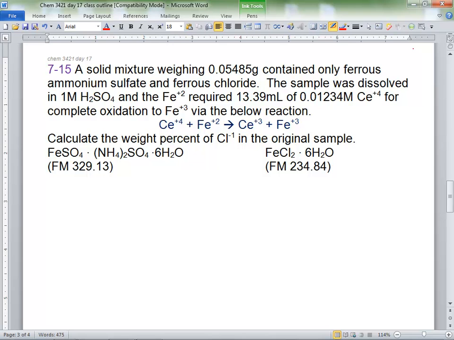This was a good one. This one's not going to be on the quiz. It's going to be kind of long. But okay. Weight percent would be what? The grams of the chloride all over the initial grams. Yeah, the grams of that solid stuff. And we know that number. That's that 0.05485 stuff. Okay. Just need the grams of the chloride.